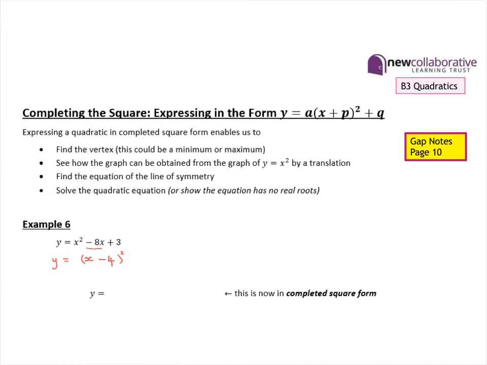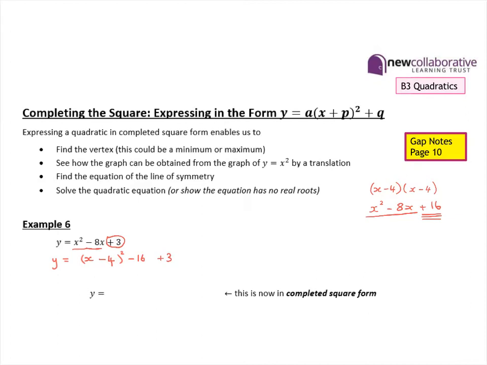Now when we expand x take away 4 all squared, which I'll just do over here just to demonstrate for this first example, expanding that gives us x squared take away 8x add 16. So we automatically get x squared take away 8x, which is what we want to get because that's the first part of our quadratic function. However, we get plus 16, so I'm going to remove that by subtracting the 16, and then to ensure that we get the positive 3 that we want, we can add that on at the end.